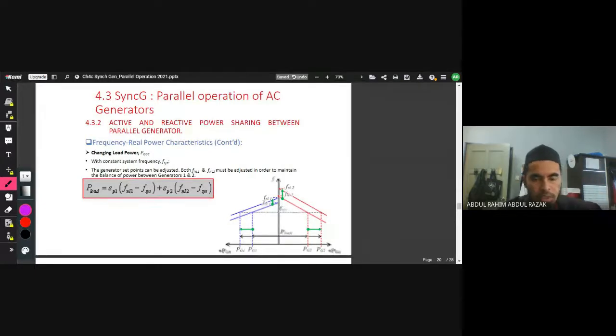In terms of calculation, for constant system frequency, we adjust F no load and F full load. So the new F no load and F full load of the system have to be adjusted when we increase the load demand.